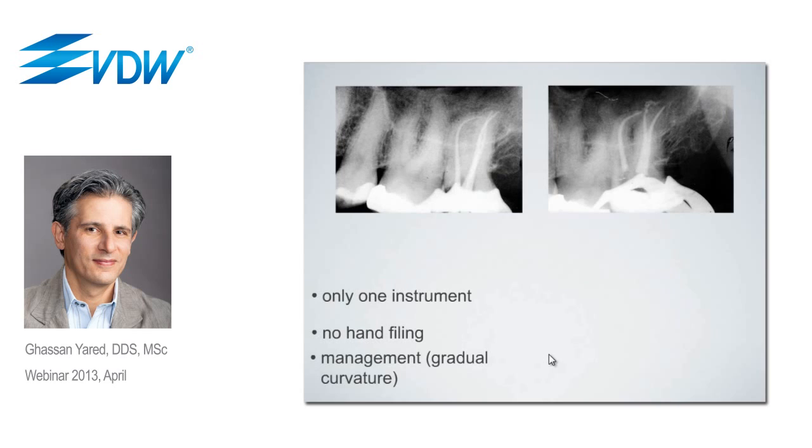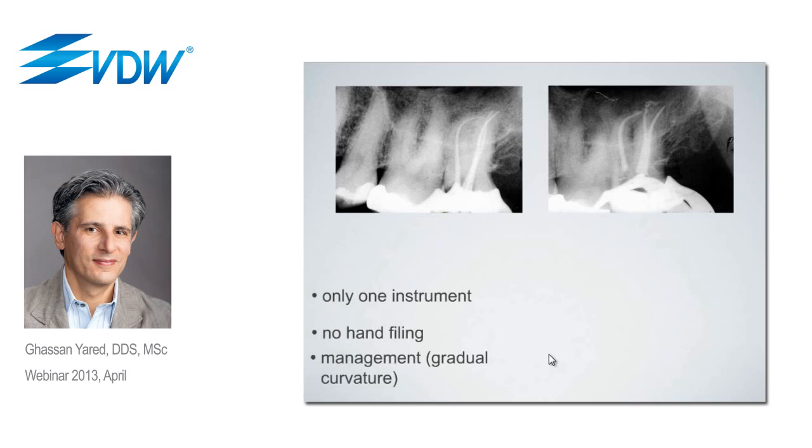This is another case with a more severe curvature. Same approach. The working length is estimated from the radiograph. A stopper is placed at the estimated working length minus 4 or 5 millimeters. The Reciproc is used in small pecking motions, 1, 2, 3. We take it out, irrigate, check patency.